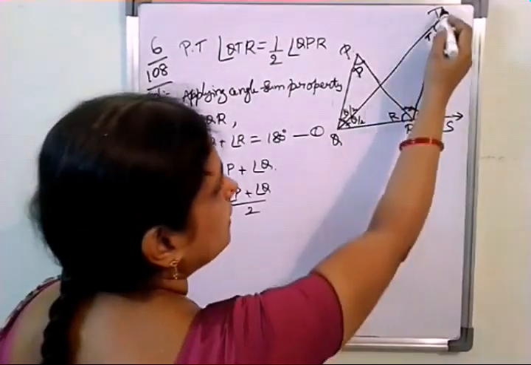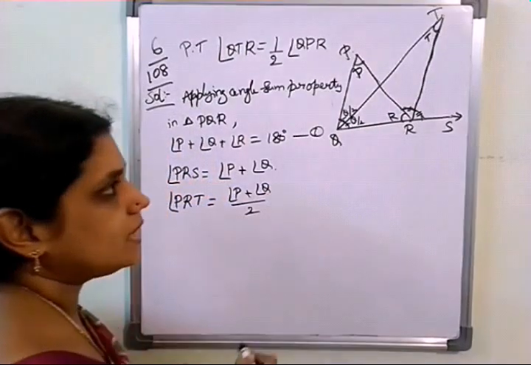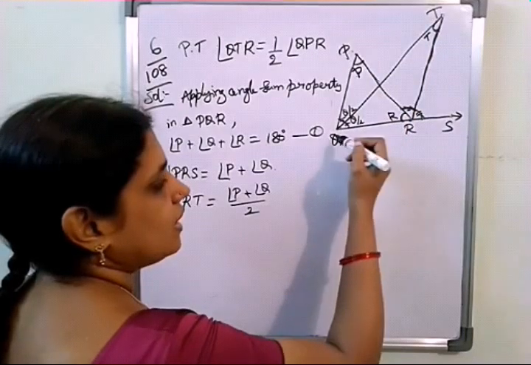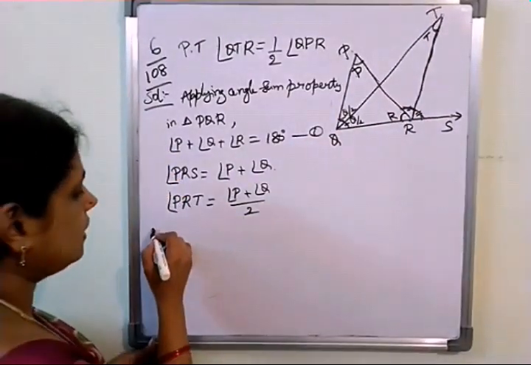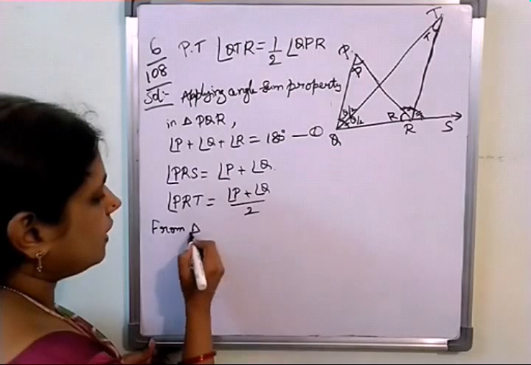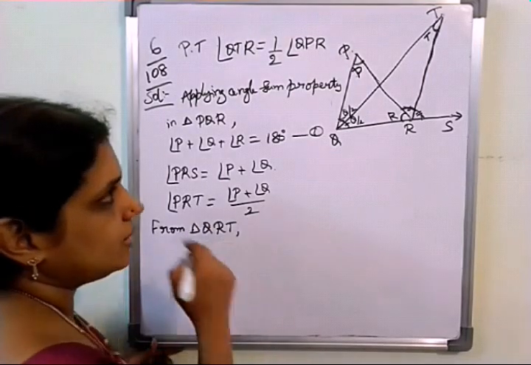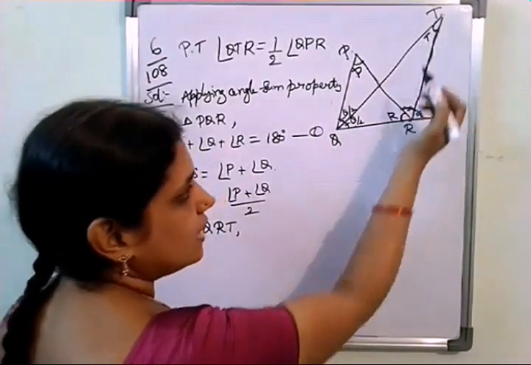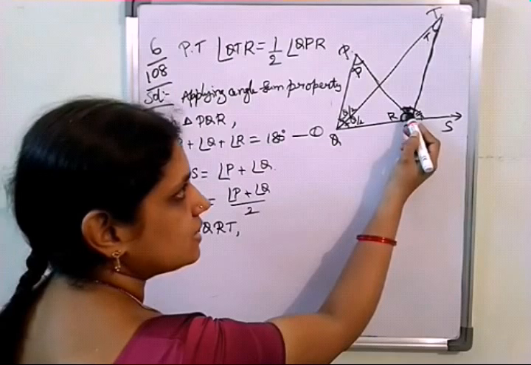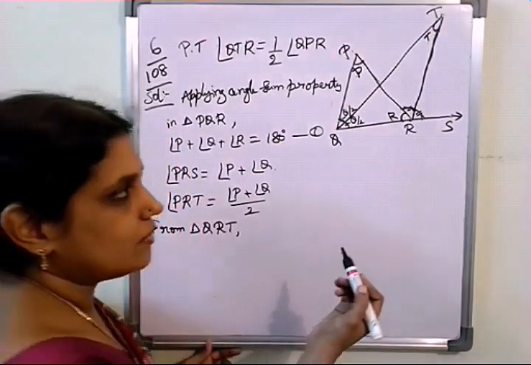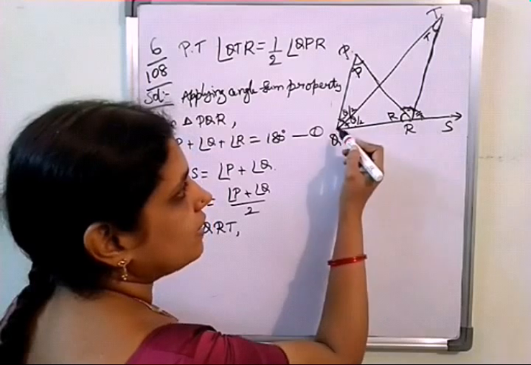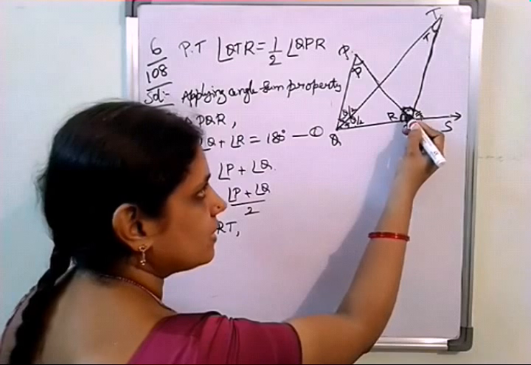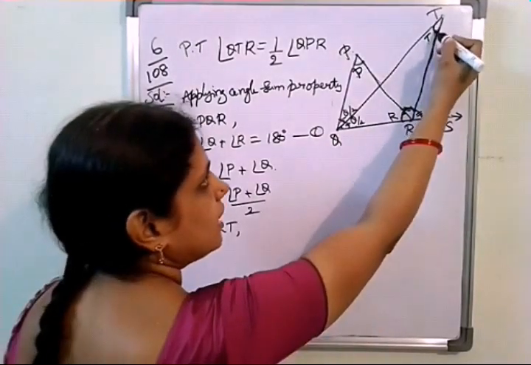Now, in triangle TQR, we are going to apply the angle sum property. Triangle TQR or triangle QRT, anything you can write. From triangle QRT, what are the three angles? Here Q by 2 is there, here angle T is there, and here this R plus this one. Hope all of you are clear with this point. Here in triangle QRT, one angle is this one and one more angle is this one. These two together, and the third angle is this one.